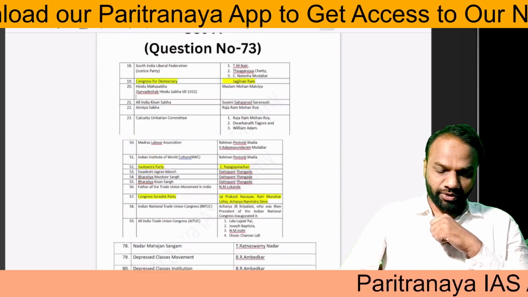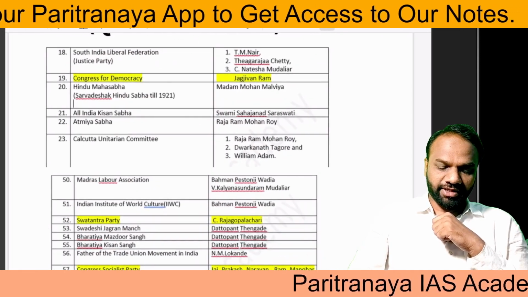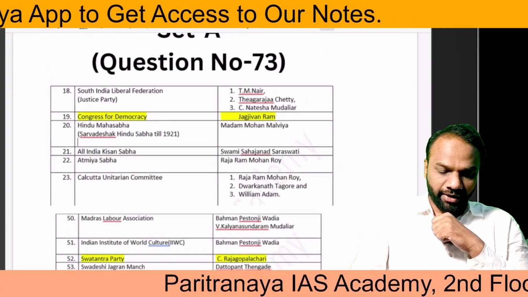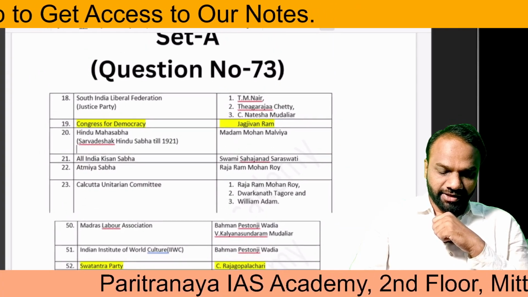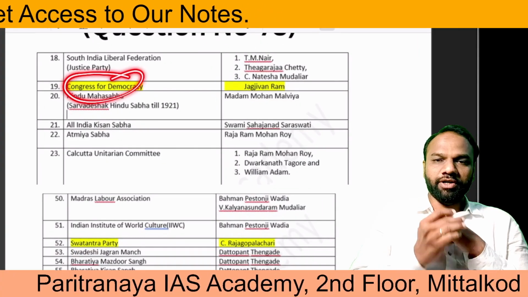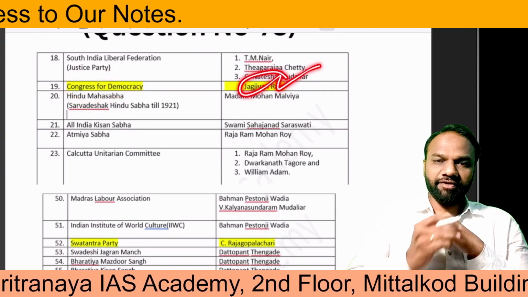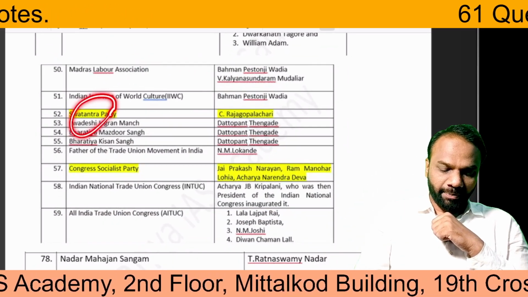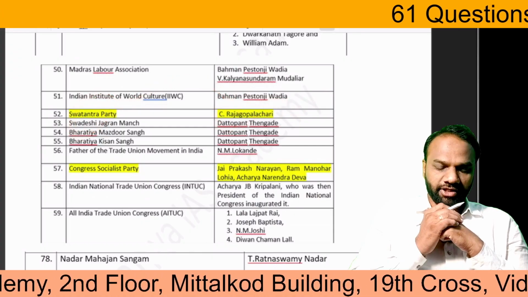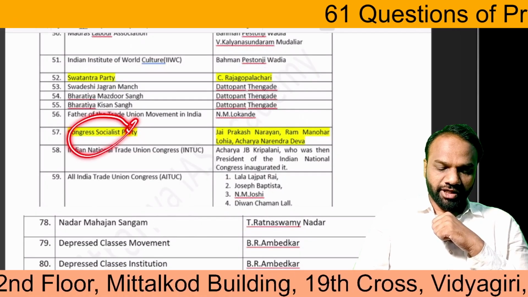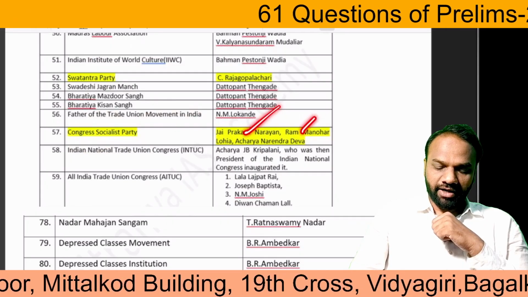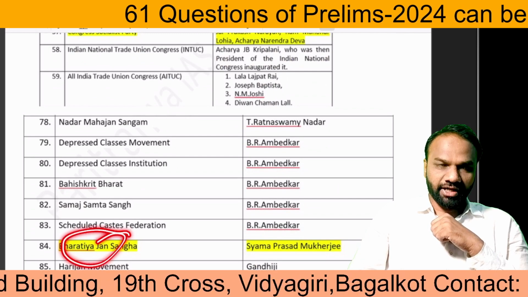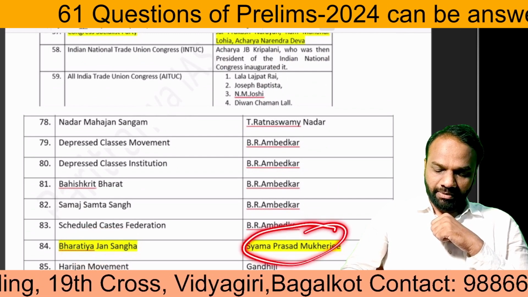Let us look into our source. Here it consists of our notes, with information on many organizations and their founders. Selectively, I have taken the images of where this content is present. For example, Congress for Democracy was started by Jagjeevan Ram. There are many institutes as well, so let us ignore them. Swatantra Party was started by C. Rajagopalachari. Congress Socialist Party was started by Jai Prakash Narayan, Ram Manohar Lohia, and Acharya Narendra Dev. And Bharatiya Janasangh was started by Shyama Prasad Mukherjee.